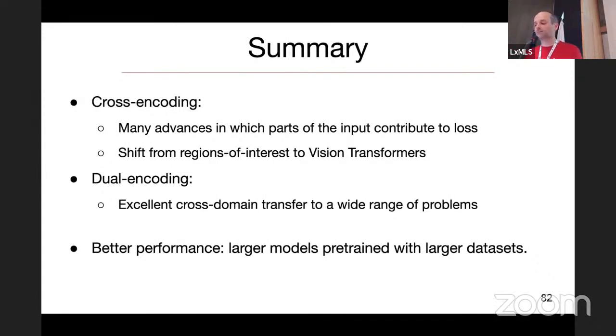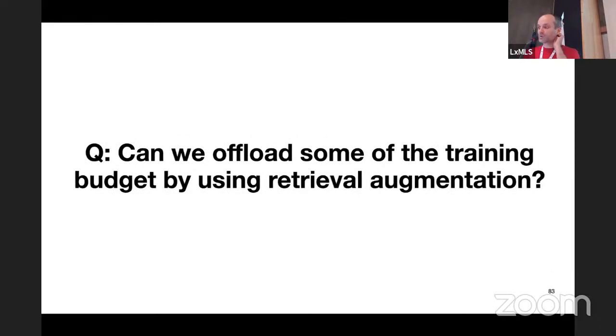In the dual encoding paradigm, we've seen excellent cross-domain transfer to a wide range of problems. And one thing that has been quite constant is that we get better performance from larger models trained with larger data sets. And so one of the questions I'd like to pose now is, can we offload some of the training budget for our vision and language problems by using retrieval augmentation? So maybe we don't need to learn everything in weights. Instead, we can learn how to retrieve the information just as we need it.